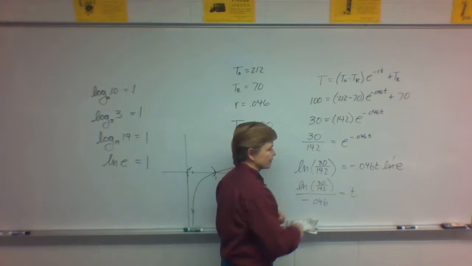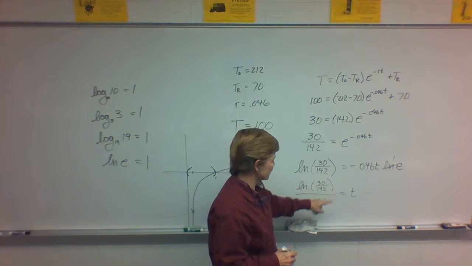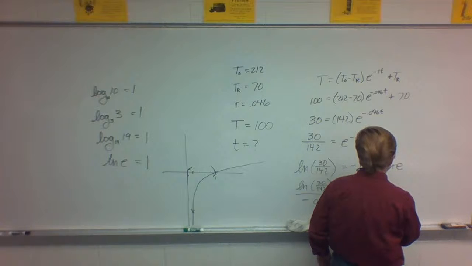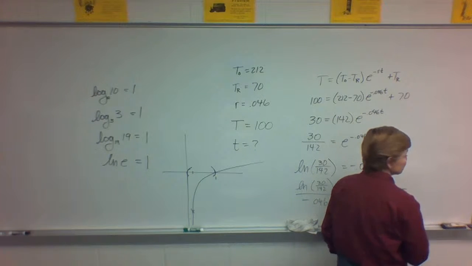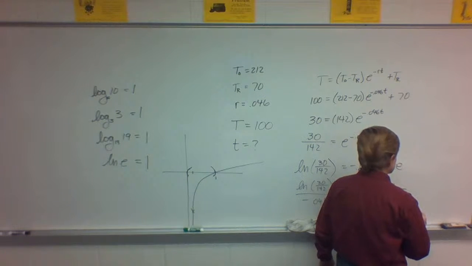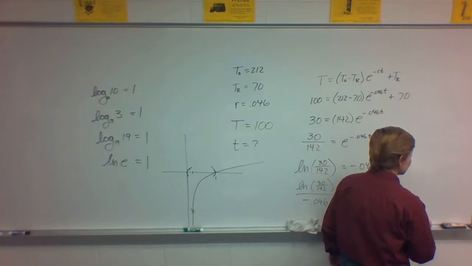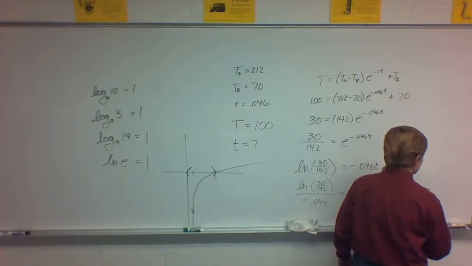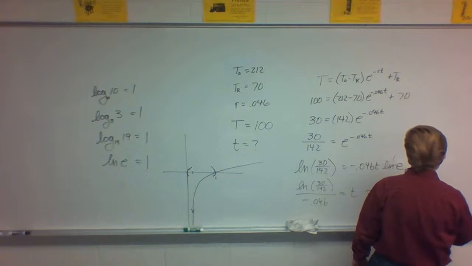So anyway, now calculate that, and make sure you close off that parenthesis before you put negative 0.046. Tell me what we get for a time unit. 33.8. And what's it measured in? Minutes.